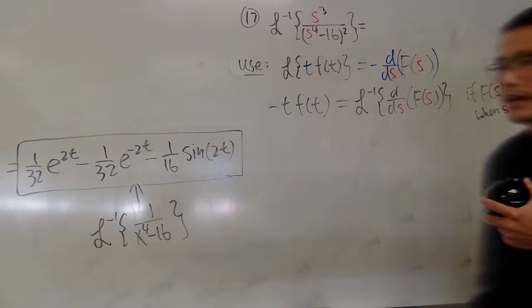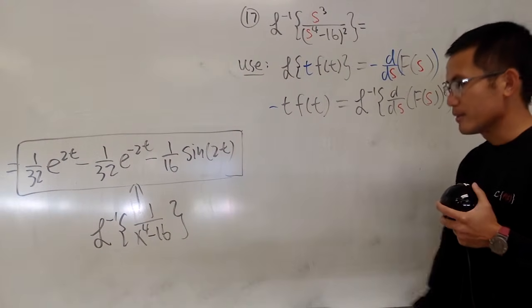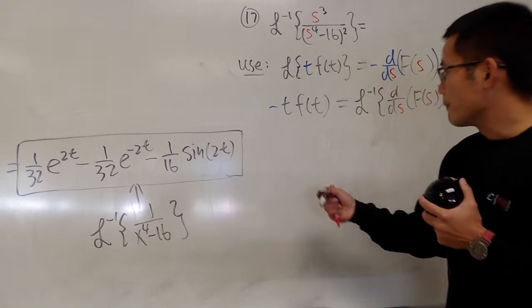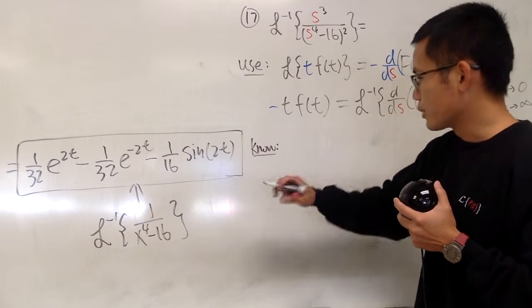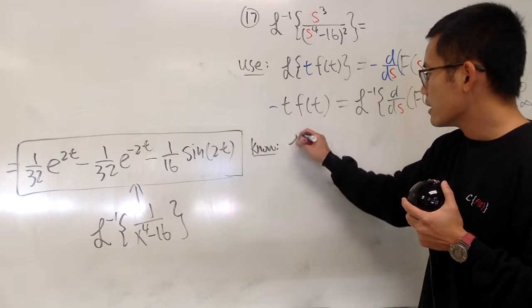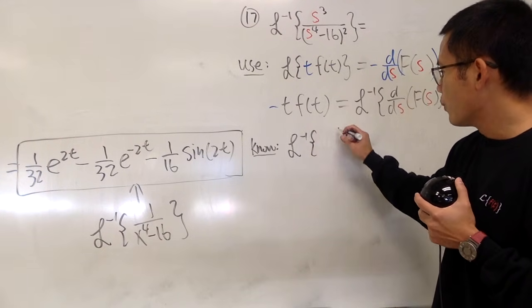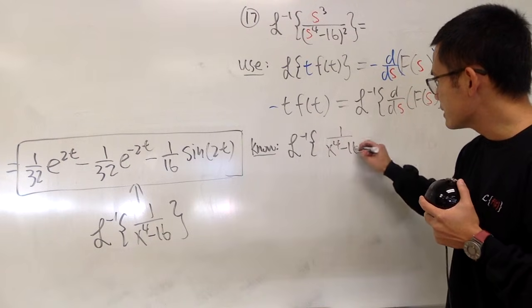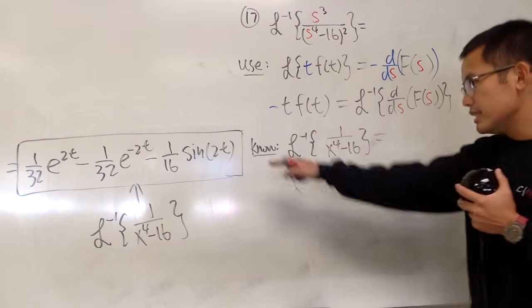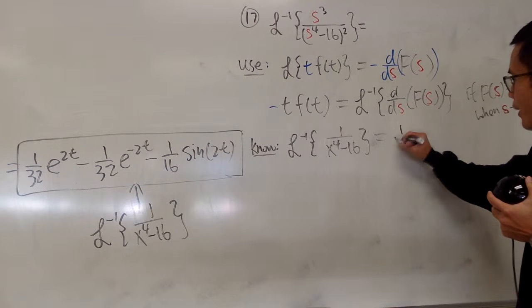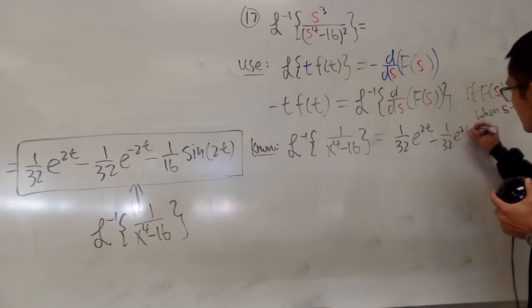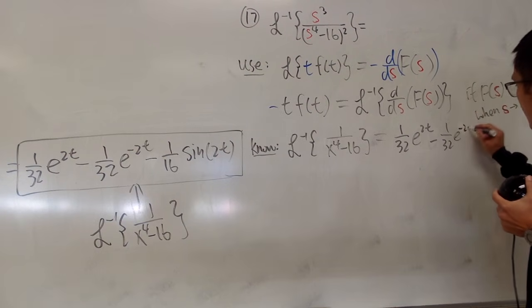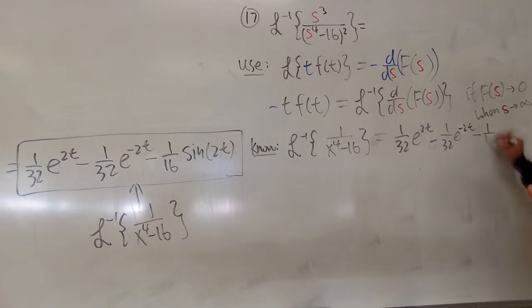Right? Now, how are we going to make use of that though? Just look at this. From this we know what we know already. So I'll write it down one more time for you guys. We know that the inverse Laplace of 1 over s to the 4th power minus 16 is nicely equal to 1 over 32 e to the 2t minus 1 over 32 e to the negative 2t, and then minus 1 over 16 sine of 2t, right?